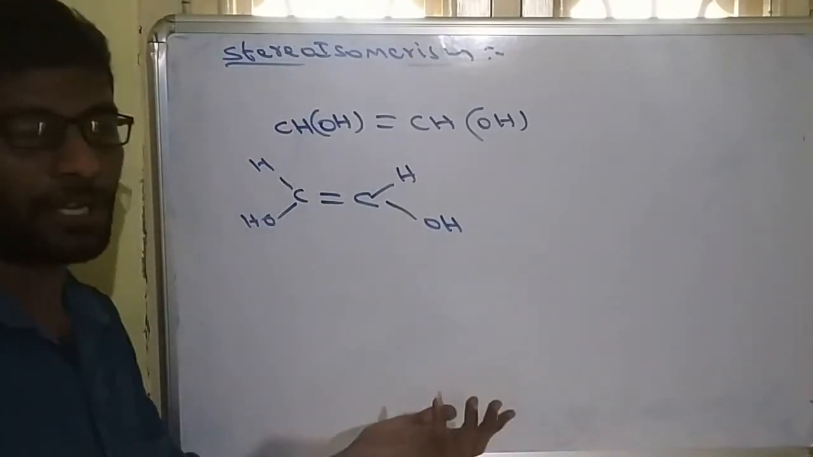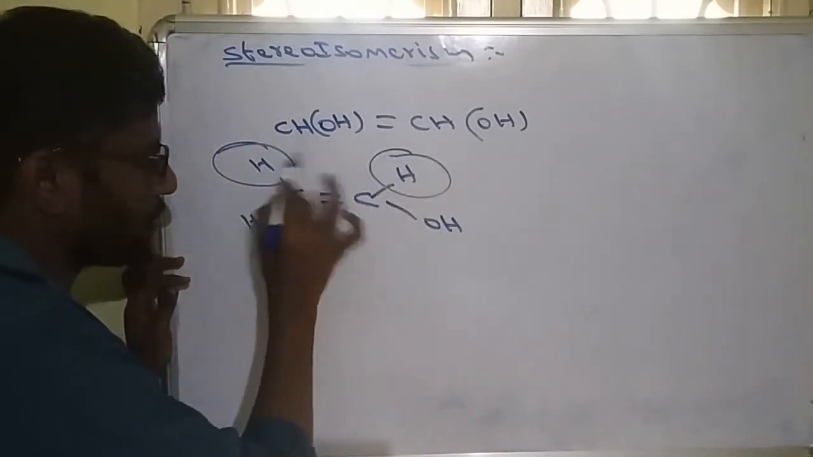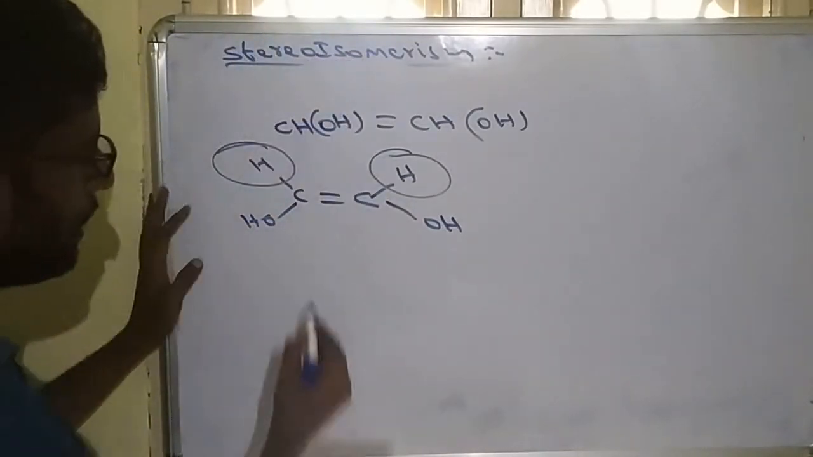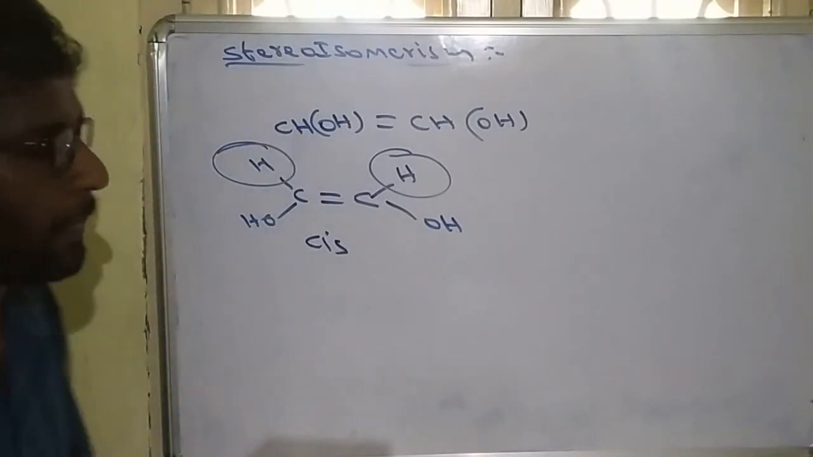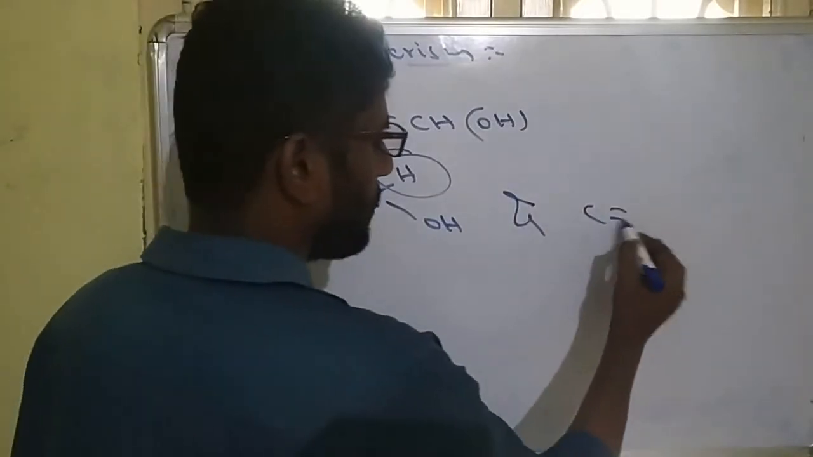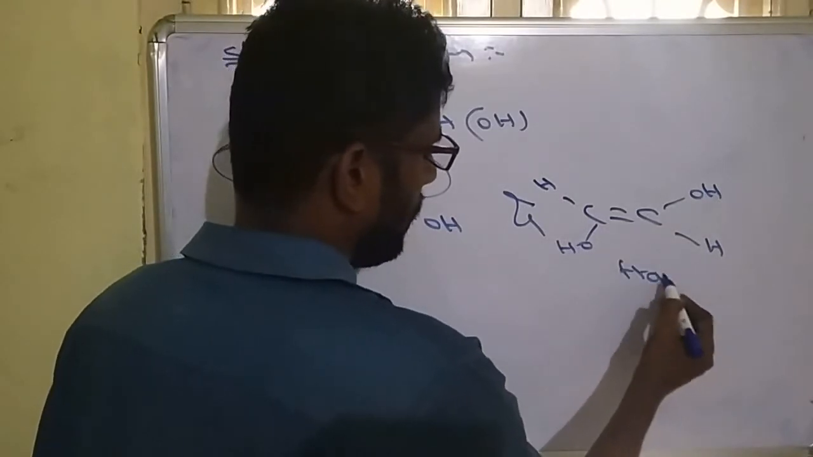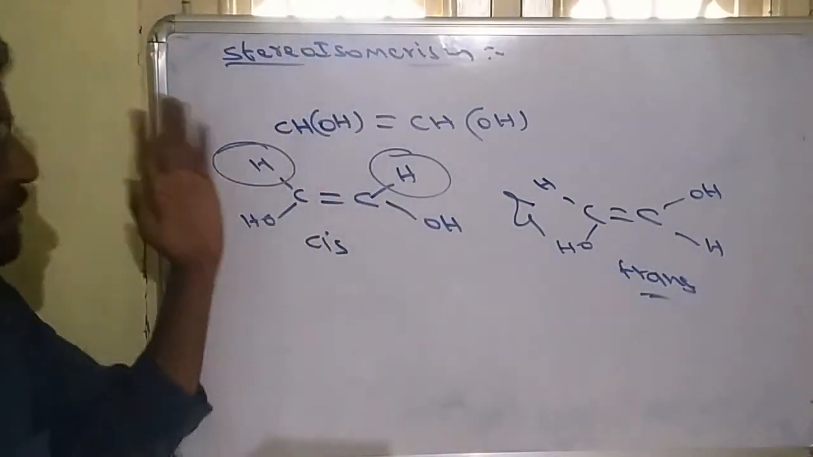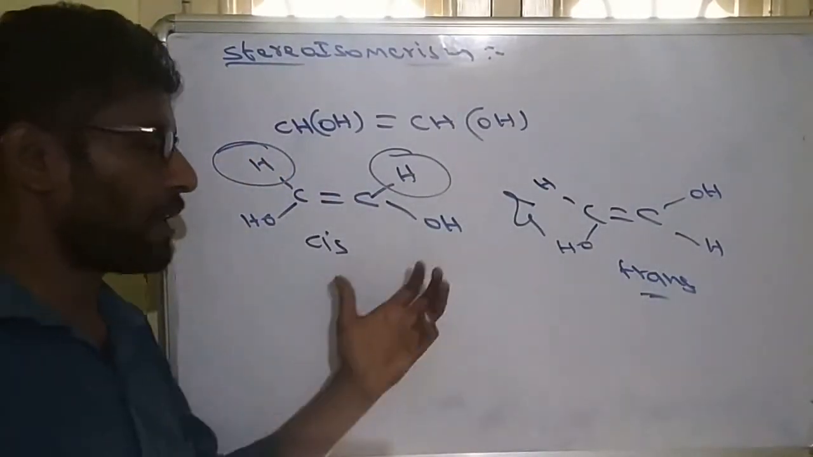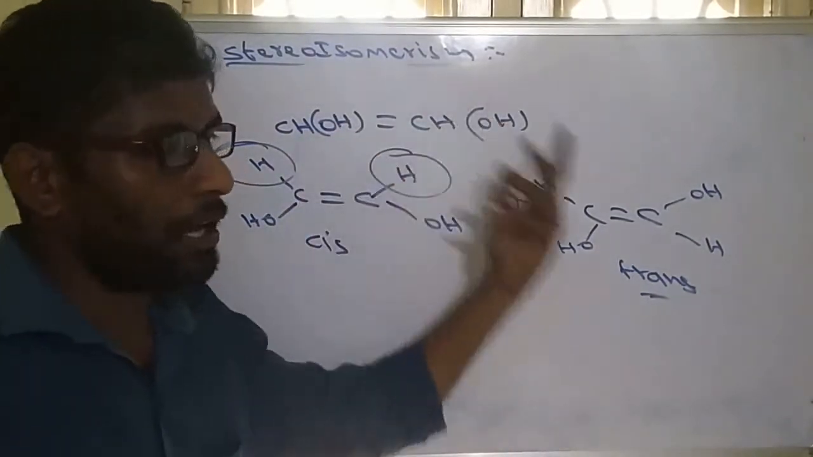Now which isomer is this? We have to identify. See, this is hydrogen, this is hydrogen, both are similar, and the similar substituents are present on the same side of the double bond. Then that molecule is called the cis isomer. Similar substituents on the same side of the double bond is called cis. If the similar substituents are present on opposite sides of the double bond, then that molecule is called the trans isomer. That's why geometrical isomerism is also called cis-trans isomerism. So to show cis-trans isomerism there must be some similarity. Similar substituents on the same side is cis, on the opposite side is trans.